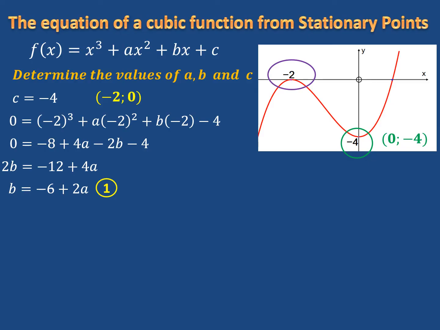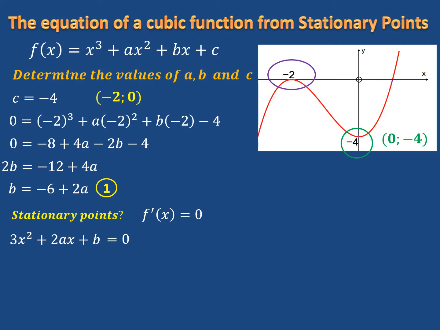So I need something else in order to solve for those two letters. Now I have used both of the points already, but one thing I haven't used is the fact that they're stationary points. And how can we calculate stationary points? We can make the first derivative equal to 0. So the first derivative of my equation is 3x squared plus 2ax plus b is equal to 0.